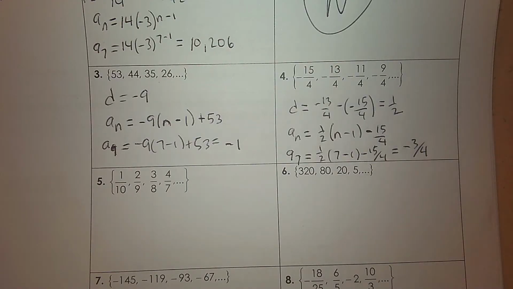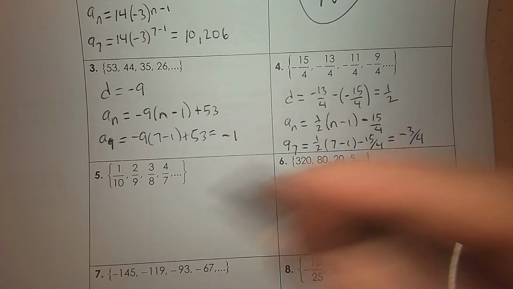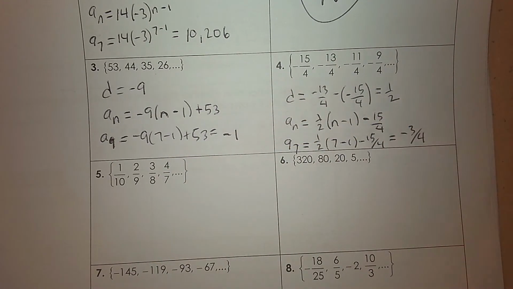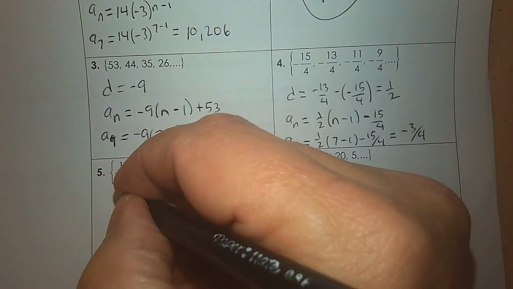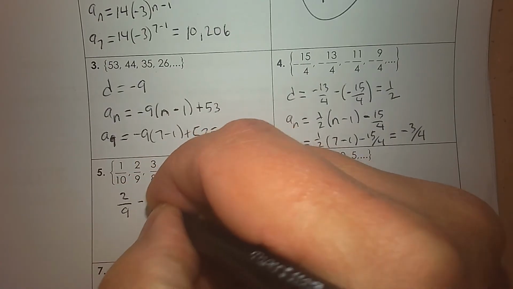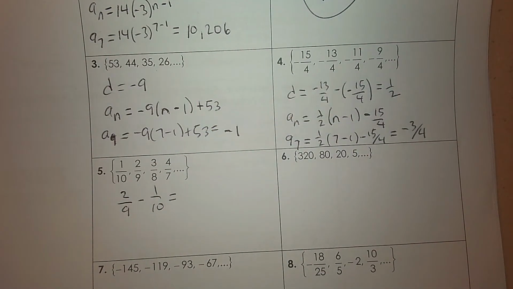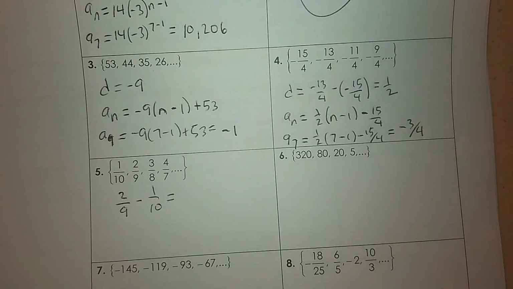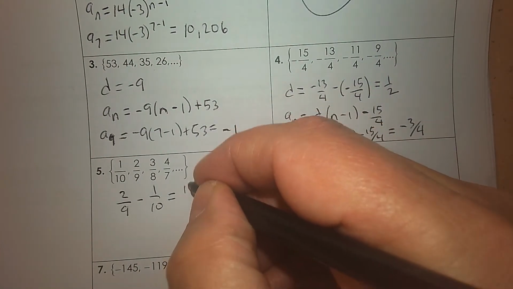Goodness. Rosie, is this arithmetic, geometric, or neither? Arithmetic? Okay, so this is what I want you to do. In your calculator, go 2 over 9, subtract 1 over 10, let the calculator do the heavy lifting, and then tell me what the answer is. 11 over 90. What is it? 11 over 90, like that?